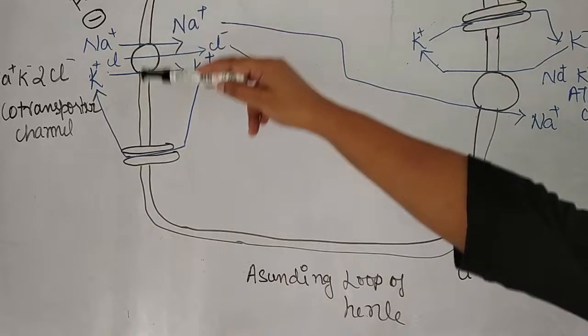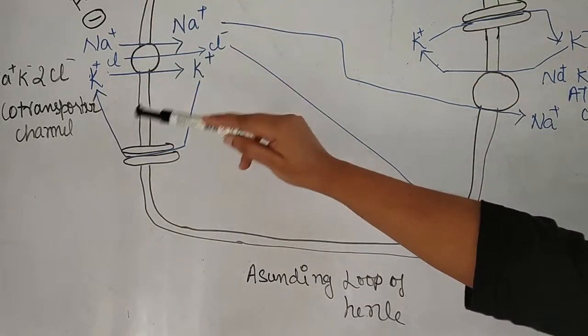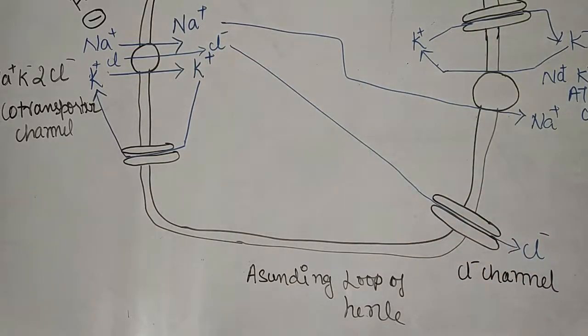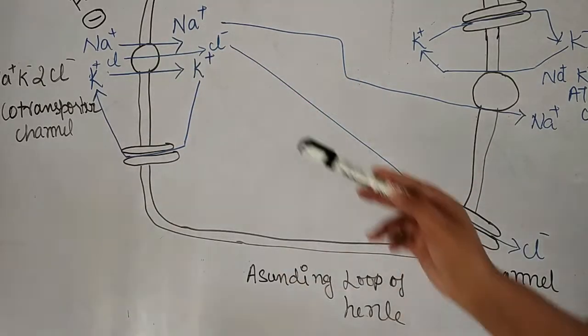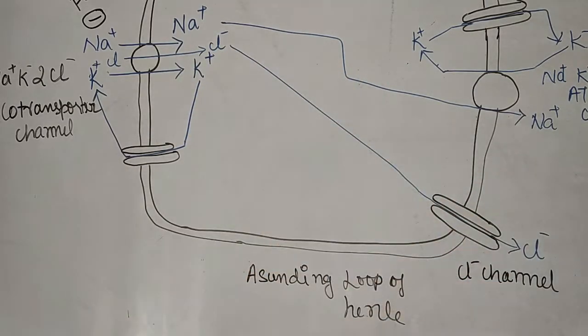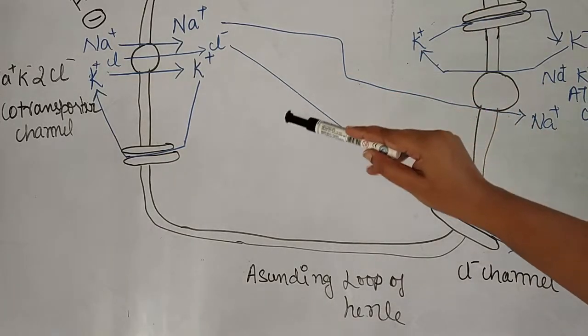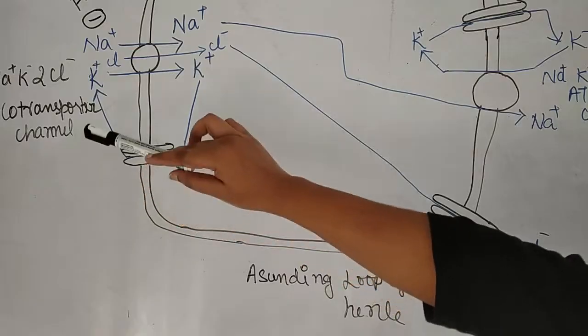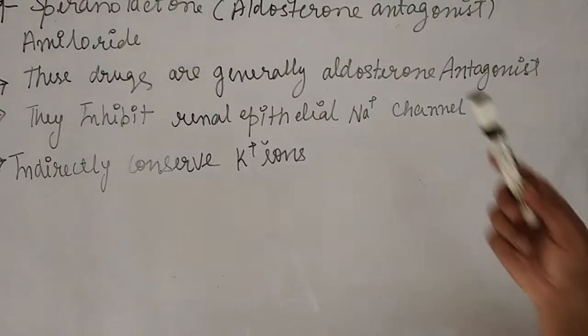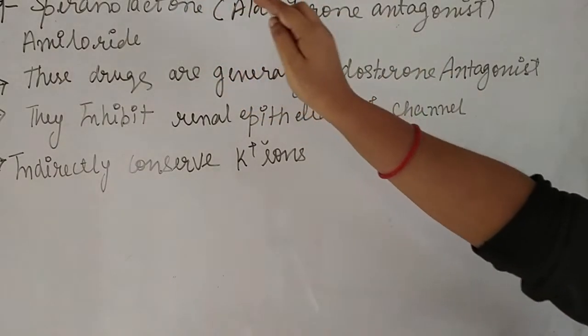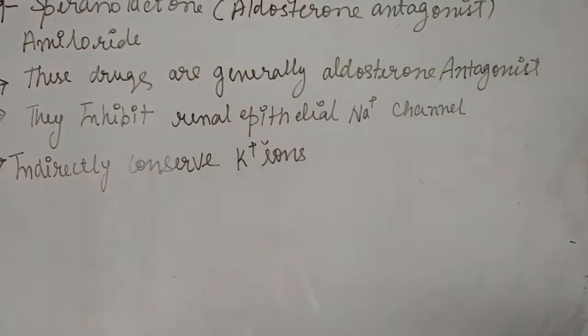This transport channel will be closed, so sodium, chloride and potassium cannot enter inside the loop of Henle. Because of that they will be excreted along with the urine. So we can say that loop diuretics inhibit sodium chloride and prevent the reabsorption of chloride. That is the mechanism of action for high ceiling loop diuretics.